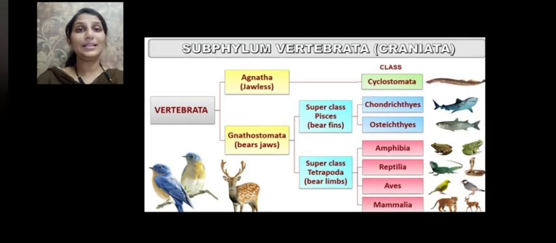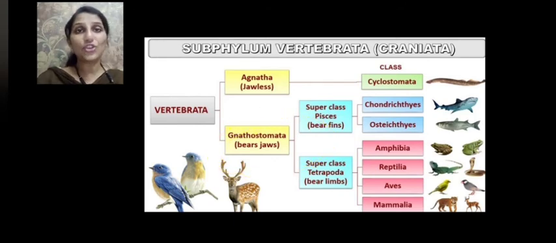Now let us learn the subdivisions under Vertebrata. The subphylum Vertebrata is again divided into Agnatha and Gnathostomata. Agnatha means all the organisms which are jawless. They do not have a jaw. So all organisms or animals lacking a jaw under chordates come under Agnatha. And those who have jaws under Vertebrata come under Gnathostomata.